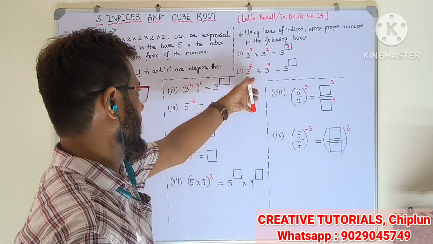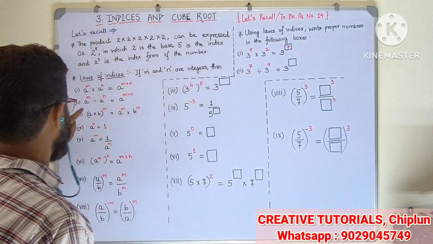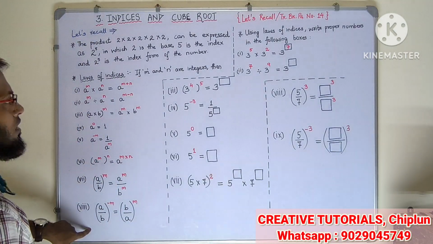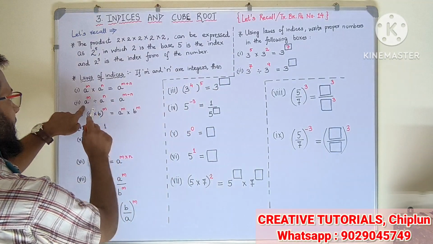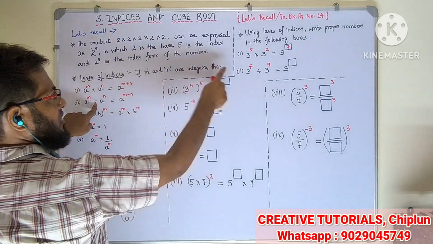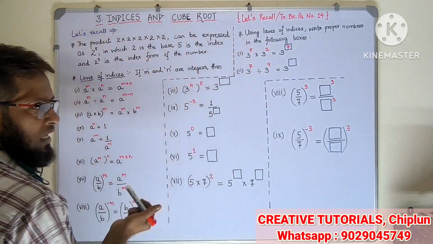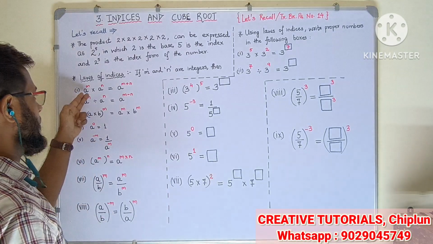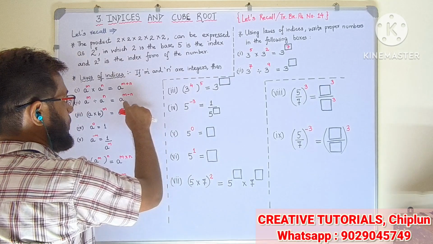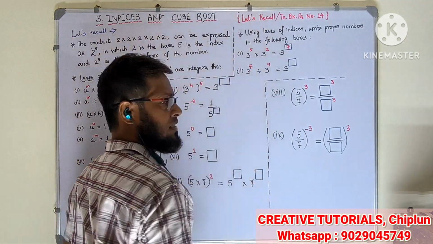Let us match this one with our laws. This is a division sign, and we have a division sign here and here also. You can clearly see the form is the second law: a raised to m divided by a raised to n. Our rule says that if a raised to m is divided by a raised to n, the answer comes out as a raised to m minus n.